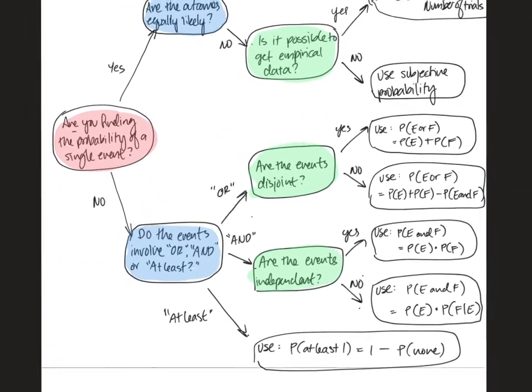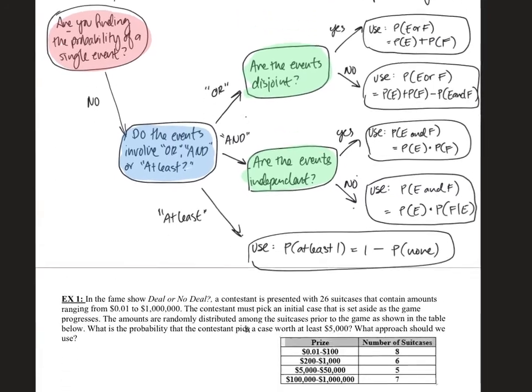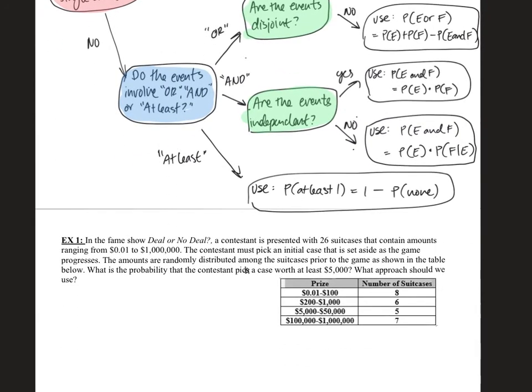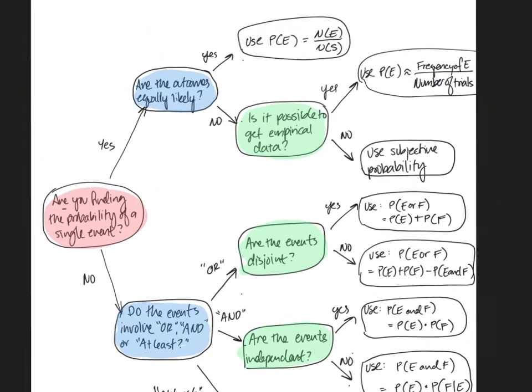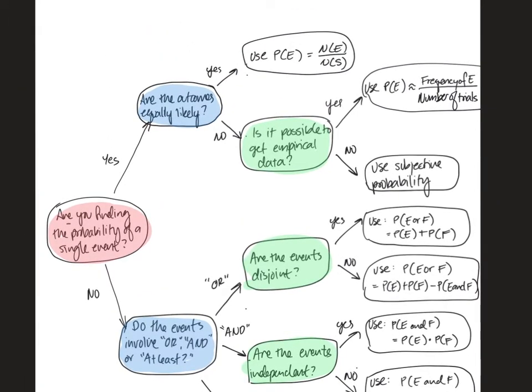So the first thing is, are we finding the probability of a single event? Looking at this, the answer is yes. One thing's happening, they're picking one suitcase. So then we're going to go to, are the outcomes equally likely? Well, the answer to that is yes. They're all randomly assigned, so the probability is equally likely, which means we are going to use this right there.